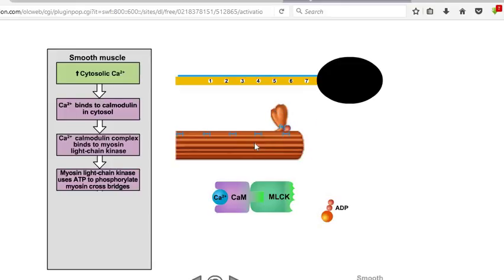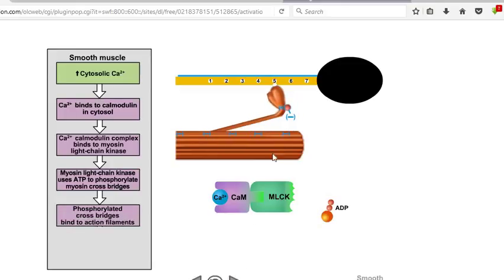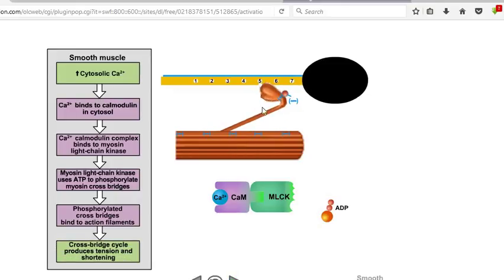It becomes ready for formation of a cross bridge with actin, right? It feels energized. So now it interacts with actin, and this binds with actin. Now this is the power stroke, and due to this power stroke there is contraction of smooth muscle of the arteriole, right? So how is the smooth muscle of the arteriole contracted basically?